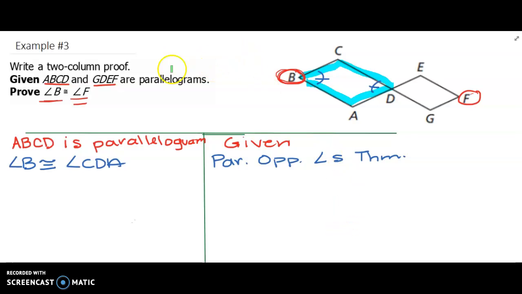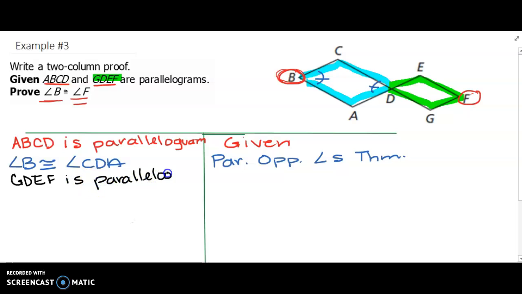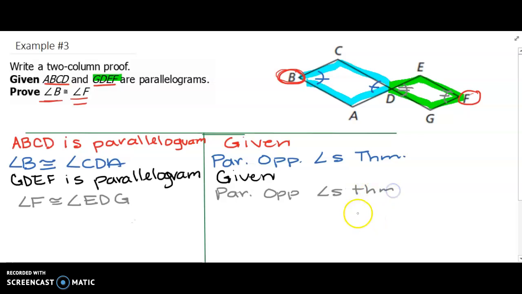All right, now I'm also given that GDEF is a parallelogram. Okay, that's also given. And I also can use the parallelogram opposite angles theorem to say that angle F and angle D are congruent. But I can't call it angle D, so angle F is congruent to angle EDG by the parallelogram opposite angles theorem.